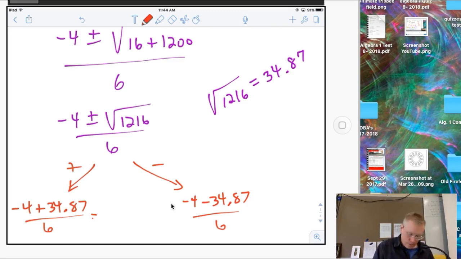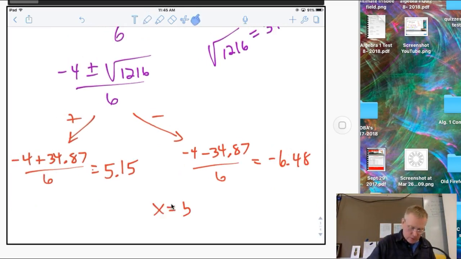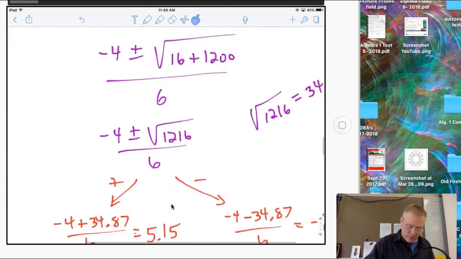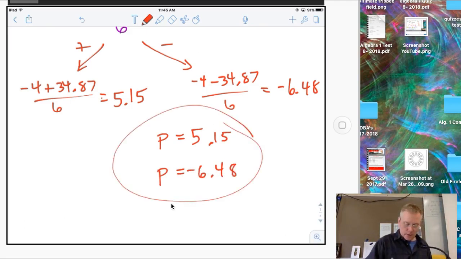And when I punch that in my calculator, I get 5.15 over here if I round off. On the right side, I got -4 minus 34.87 divided by 6. Remember to hit equals after the subtraction. Equals -6.48. And those would be my two answers. P equals 5.15 and P equals -6.48. It doesn't matter, it's just a variable, but I'll try to be correct. And those are my two answers.